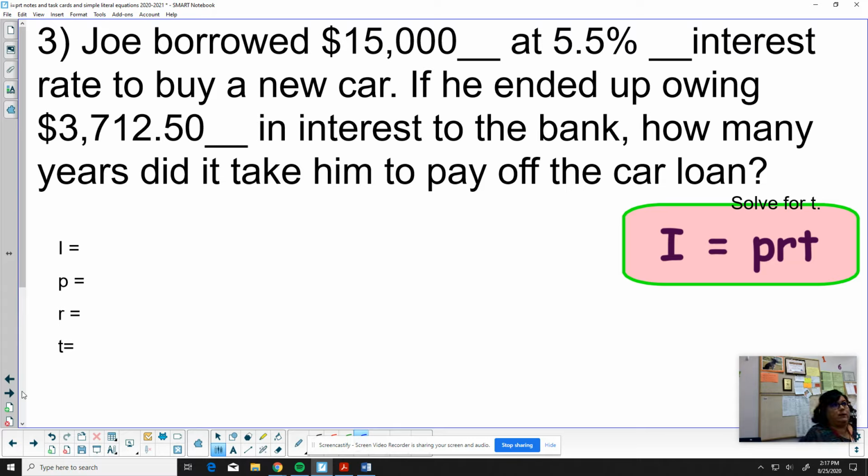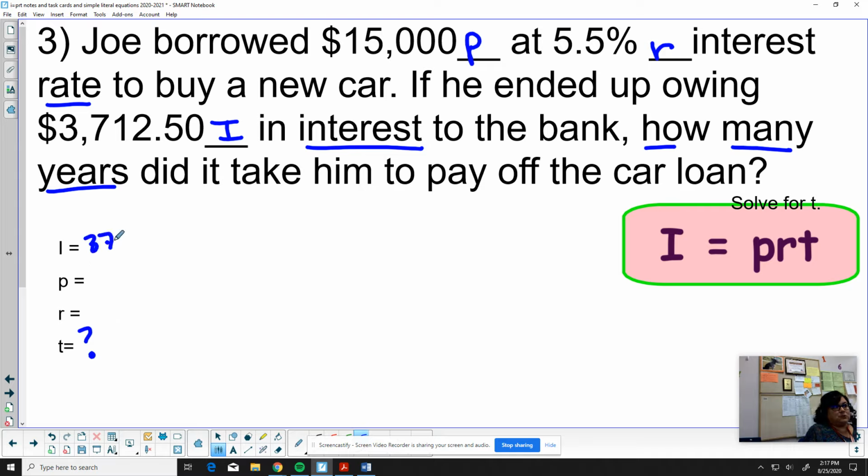Okay, so if he borrowed $15,000, that's his initial amount. That's P. It's also the bigger of the two numbers. 5.5% interest rate, that makes it R. It's a percent. It also says it's the rate. And he owed $3712.50 in interest. So that's the I. The question is, how many years? So I don't know the time.